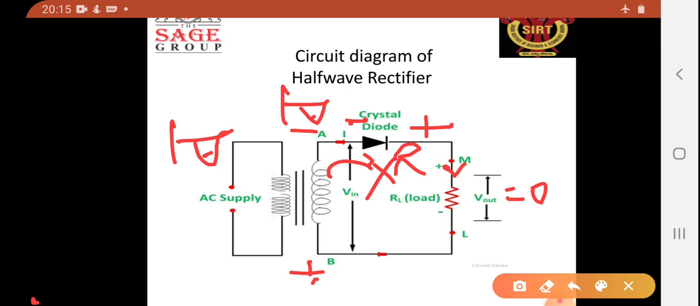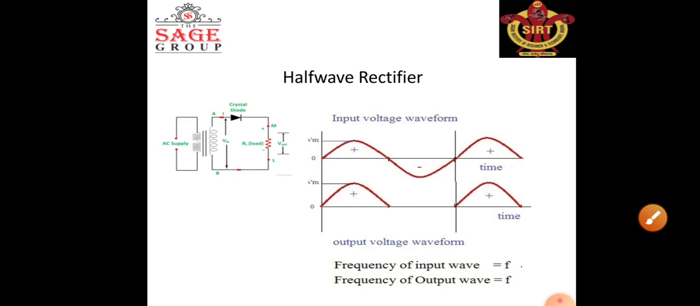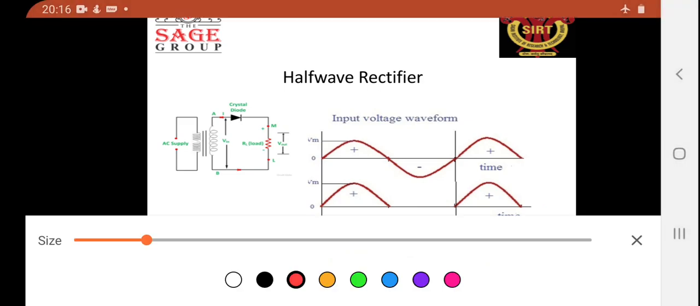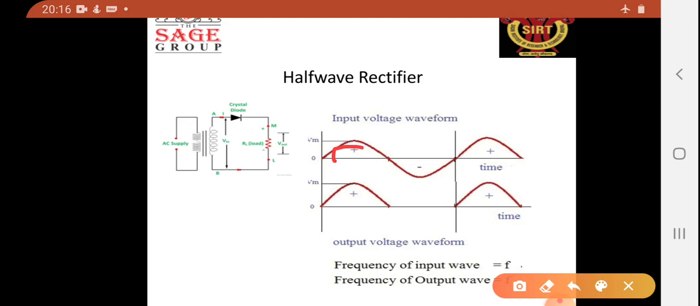In this way we can say that when the input cycle is positive, output is received at the output. When the input is negative, the output is 0. So this part cannot flow through the diode. Hence we only receive the positive part of the signal at the output. So we get the flow of current only in one direction.